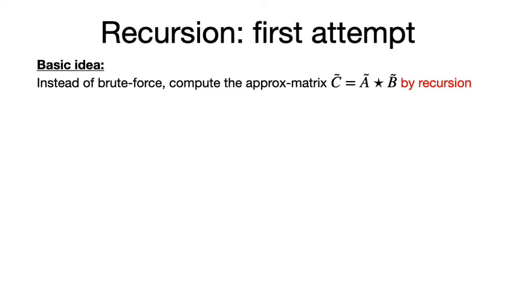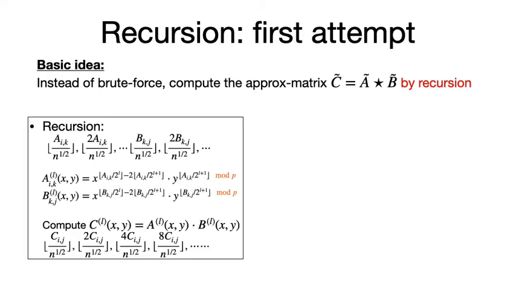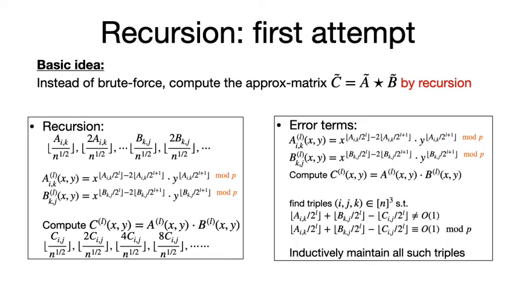More specifically, consider different numerical values of all the entries, and we can define a sequence of polynomial matrices using the previous approach. Then, for each pair of the polynomial matrices, we want to compute their product to reveal the same scale of C. As before, since mod P brings about error terms, we need to maintain all triples with these two requirements throughout the recursion.